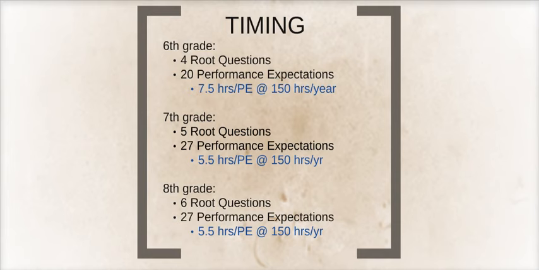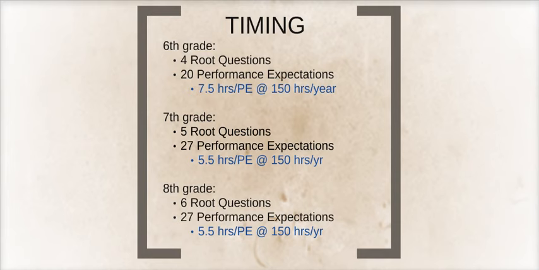That's at 150 hours a year, which for the elementary grades is about an hour, 4 out of the 5 days of the week that you spend on science. If you spend less than that or more than that, you can adjust, but it's about 7.5 hours per PE. And so you have 7.5 hours to take the kids through experiences that will get them what they're supposed to know and be able to do at that checkpoint on their road to understanding the root question.